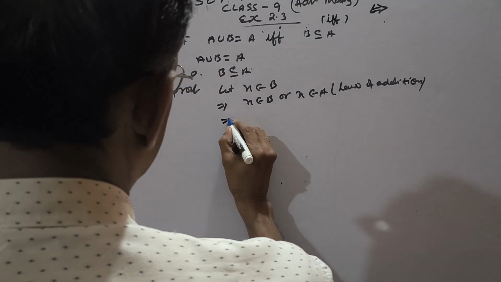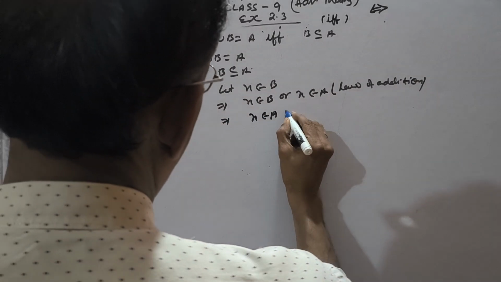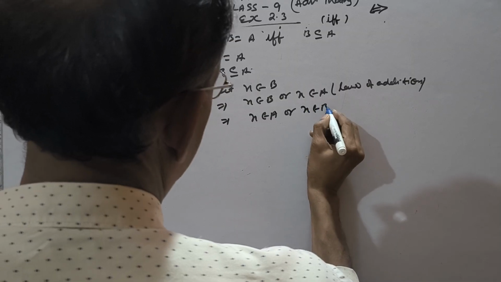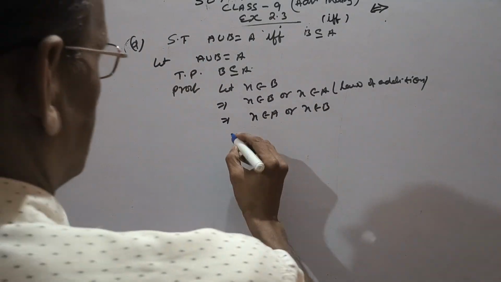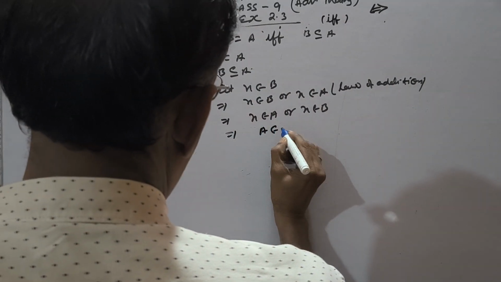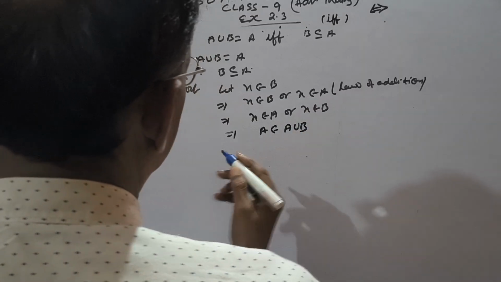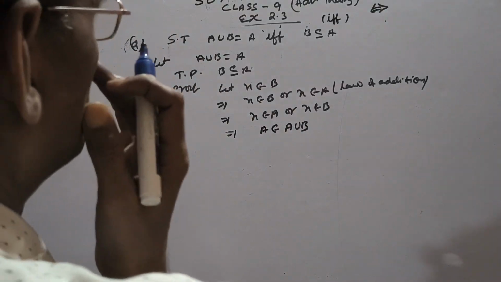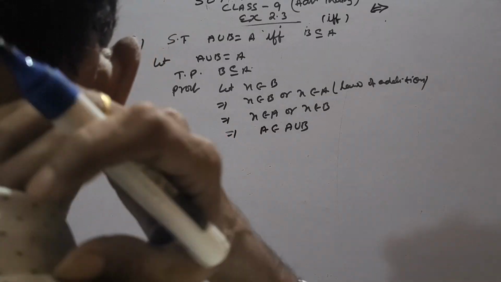So we can write the same thing in another way: x belongs to A or x belongs to B. This is the same thing. So "or" means what? x belongs to A union B. Understood?